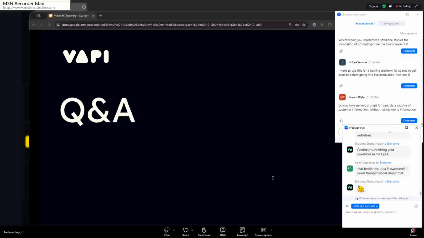And so if it is a support use case, absolutely, you do want FAQs. They might already have a help desk, so you can ingest all of that information as a knowledge base for your agent to pull and retrieve data from to answer questions accurately.